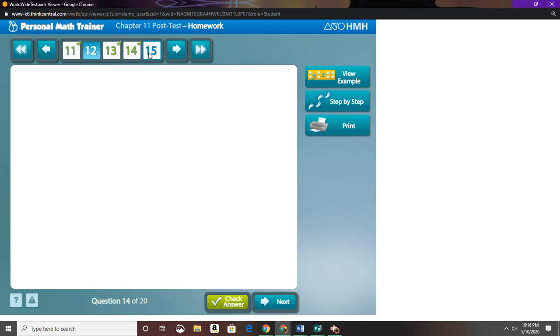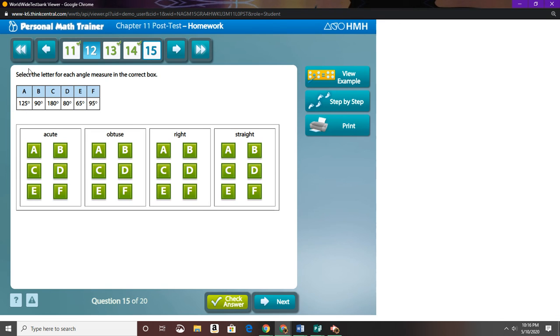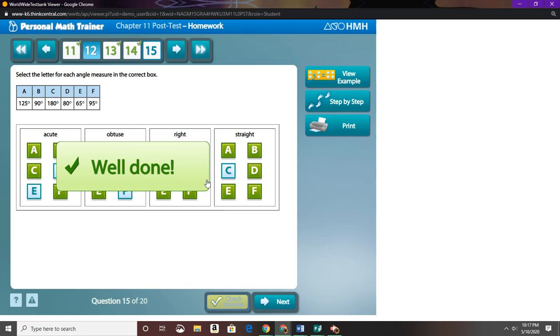Question 15, missed by 5 folks. Select the letter for each angle measure in the correct box. So acute angles, we only have angle E there that is less than 90. Obtuse angles, oh, I'm sorry, we have angle D that was less than 90. We have angle F, obtuse. We have one right angle, and that's angle B, and we have one straight angle, and that is angle C. There were 6 angles. I used 6, so yep, that is correct.